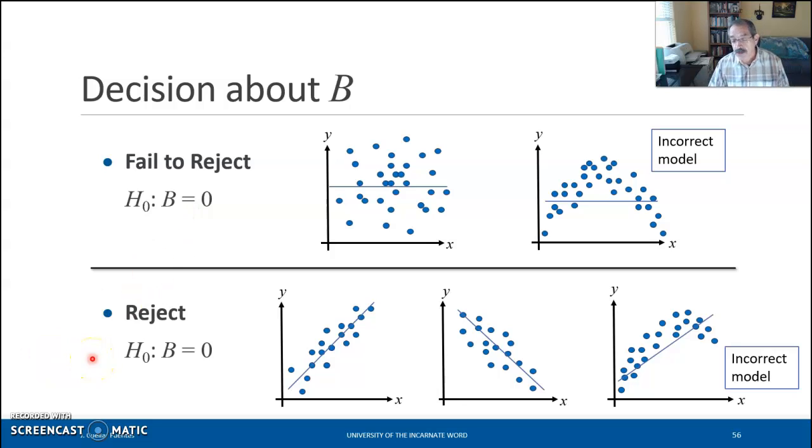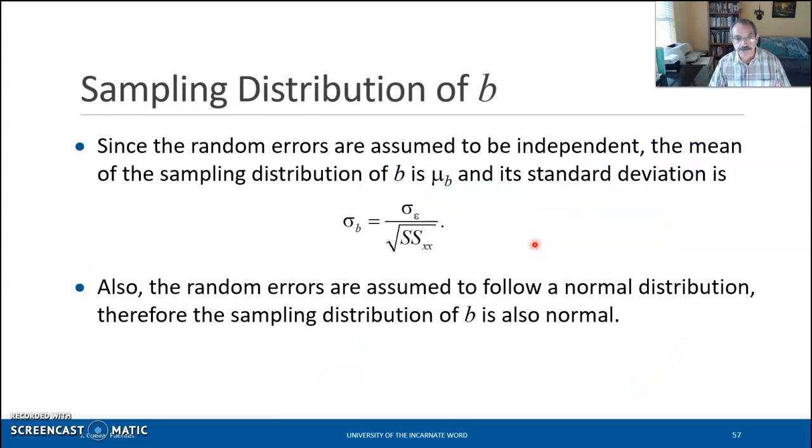If we reject the null hypothesis, we say that the slope is not 0, then we may have a case where we have a positive relationship between x and y, or we may have a negative relationship, or we still have a linear relationship, but maybe the model is not correct for the data that we have. So, here are the consequences of failing to reject or rejecting the hypothesis that the slope parameter is 0.